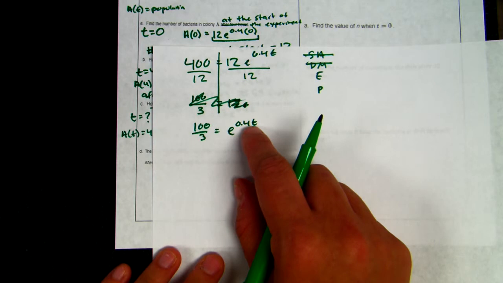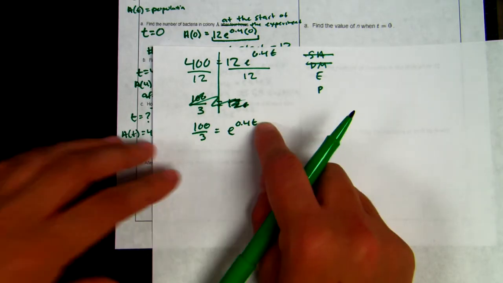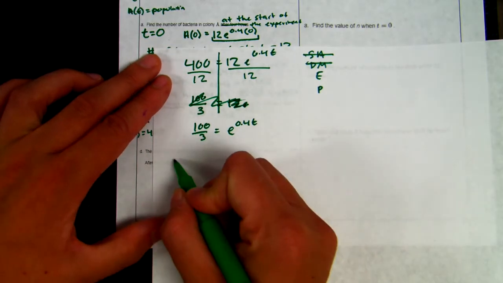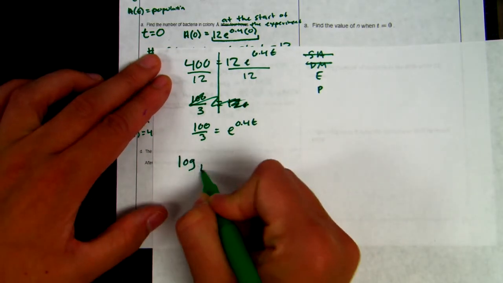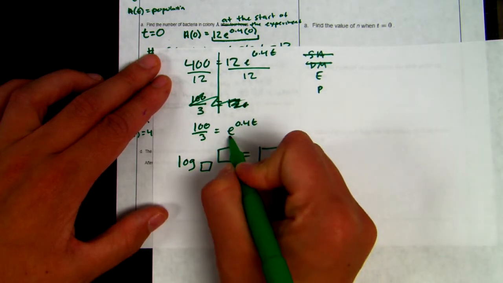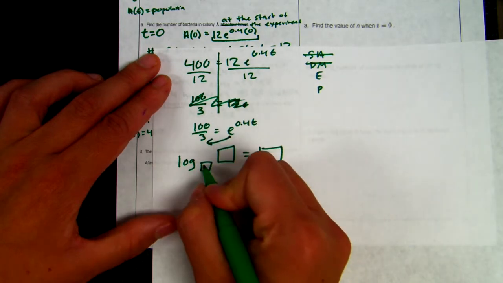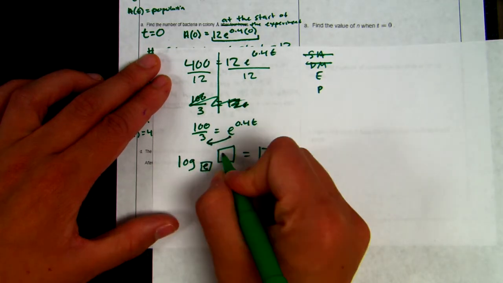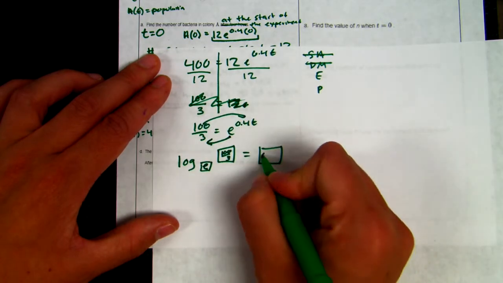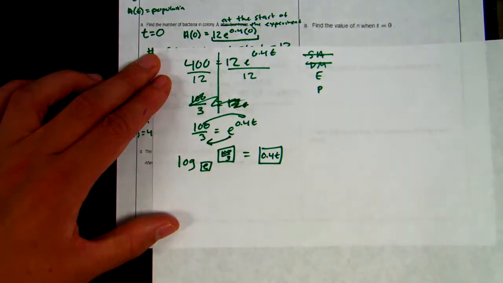Okay, so what I need to do is cancel out my base so I can get my exponent by itself. That's, again, where we're going to use the circle method here. So I have it in exponent form. I need to translate it or convert it to log form. I start with my base of e, and I go across the equal sign. So log base e of 100 over 3, and then back around to my exponent, 0.4t.